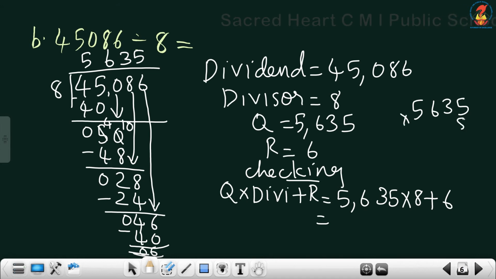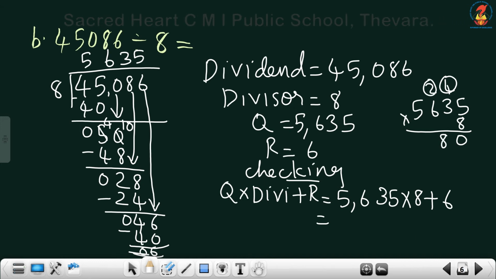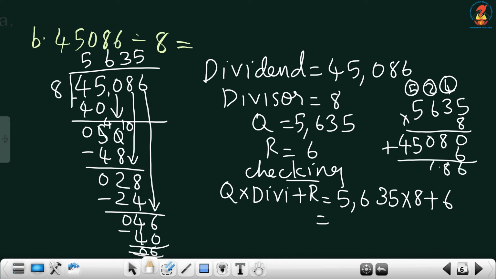35 into 8. 8 5s are 40. 8 3s are 24 plus 4, 28. 2. Then 8 6s are 48 plus 2, 50. That is, 8 5s are 40 plus 5, 45. Plus the remainder, 6.